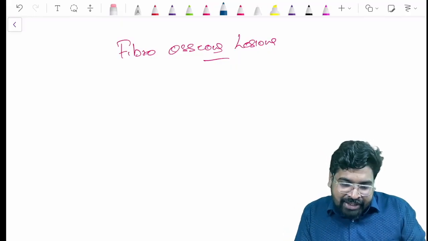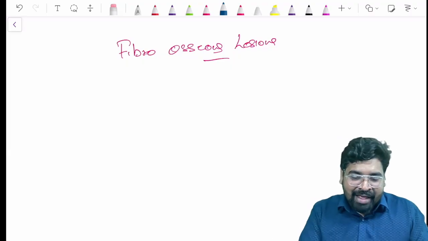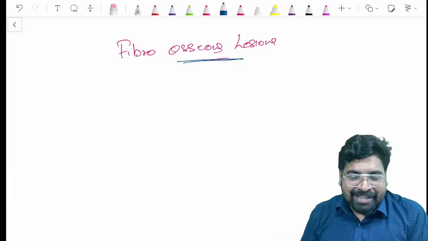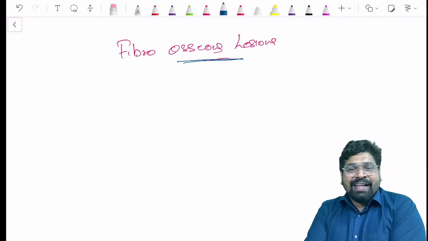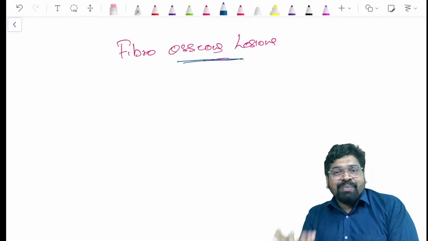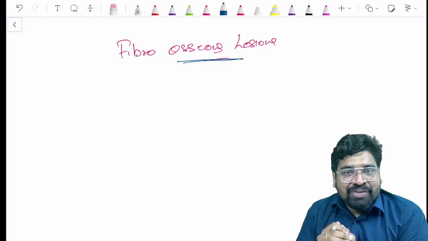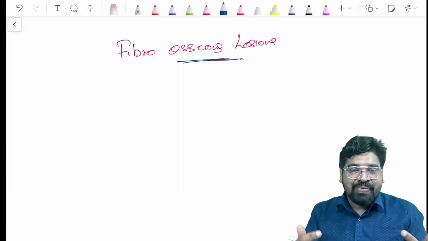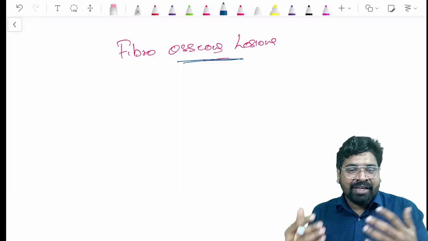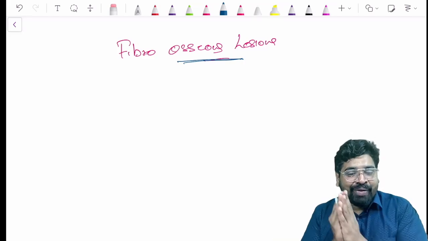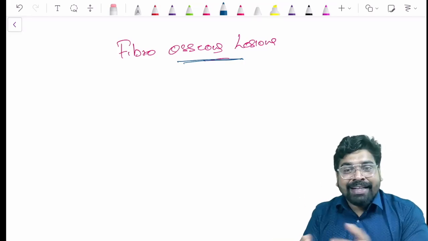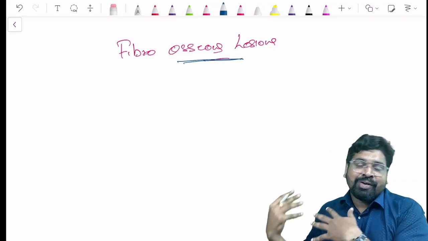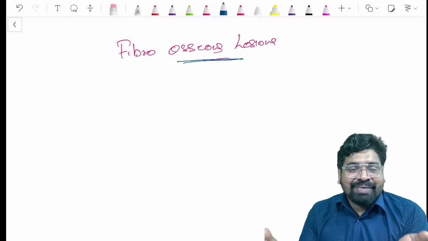Okay, so fibrous lesions, we learn by comparing them with something. Let's say I compare fibrous lesion with girls. There is nothing offensive. These are all techniques to learn, rather than by-hearting, to understand. So I take the blame myself, that fibrous lesion is something related to a girl, or my wife or something. Something like that.